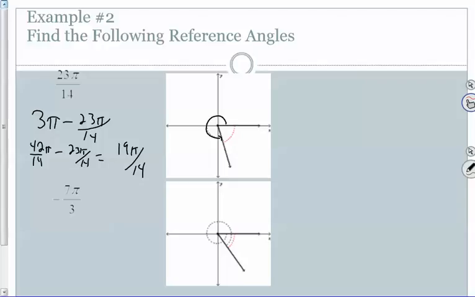How about negative 7 pi over 3? Am I going to add 2 pi? Am I going to subtract 2 pi? What am I going to do? I'm going to take negative 7 pi over 3 and add 6 pi over 3 to it, and it gets me negative pi over 3. That's my reference angle, if that makes sense.